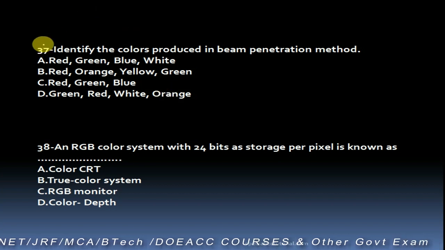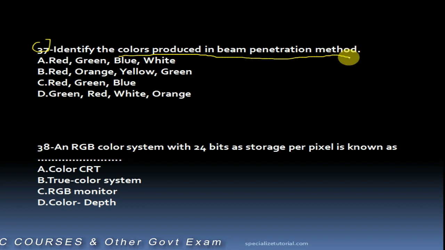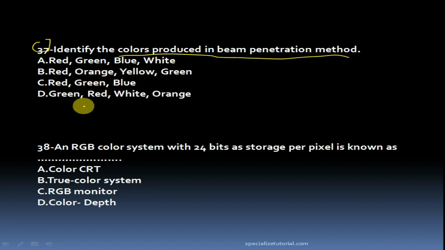Question number 37. Identify the color produced in the beam penetration method. The options are red, green, blue, white; red, orange, yellowish-green; red, green, blue, green; red, white, orange. So basically red, orange, yellow, green, this is the right answer.